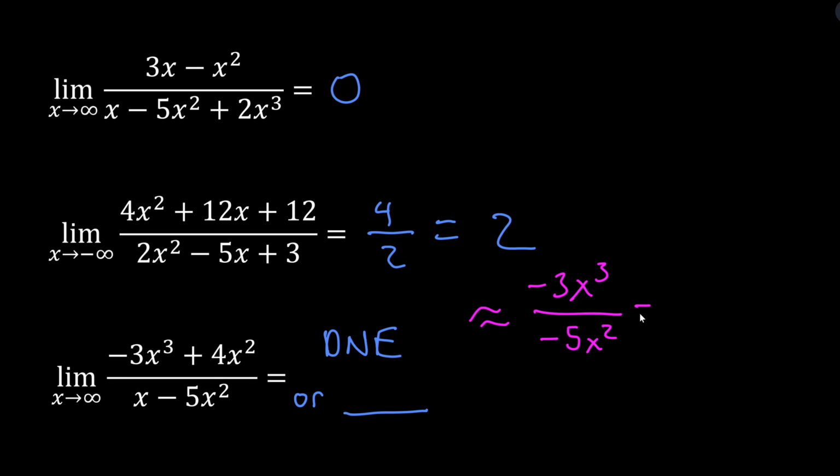We can cancel some negatives. We can cancel 2 of these x's. So we can write 3x over 5. So I did 2 things at once. Minus, minus, right? Got rid of those. And then canceled 2 of these x's. And again, we've got to keep in mind, this is only true when x is not equal to 0. So I'm just going to add this for x greater than 0.